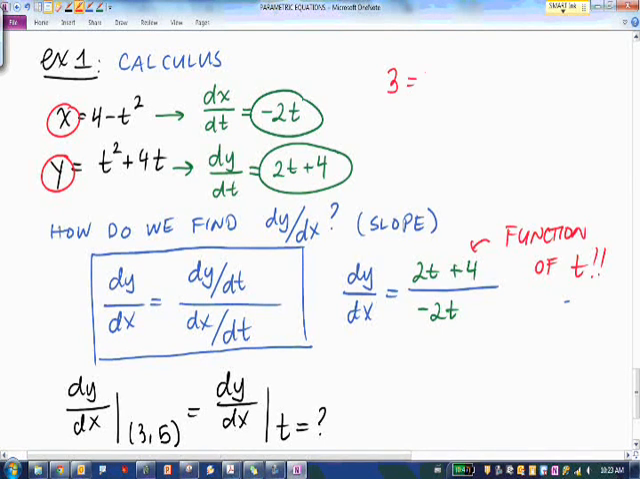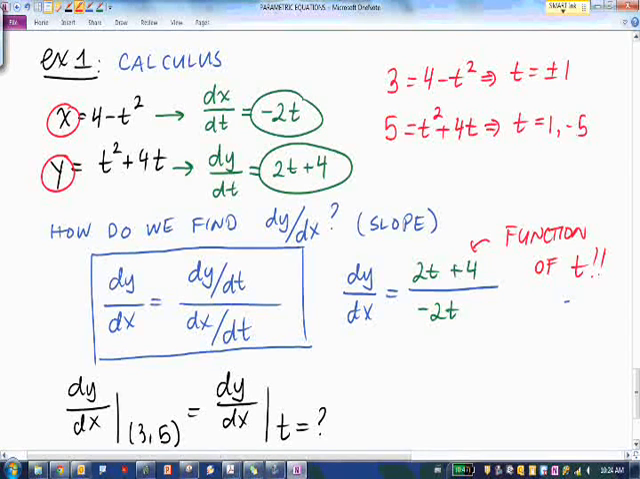So 3 is equal to 4 minus t squared, and 5 is equal to t squared plus 4t. And you can solve for the times where that occurs. You have to, however, find the times where they match, because, for example, here I get 2 times, which is t equals plus or minus 1. If you solve over here, I will also get 2 times: t equals 1 and negative 5. So the only time that matches is 1.